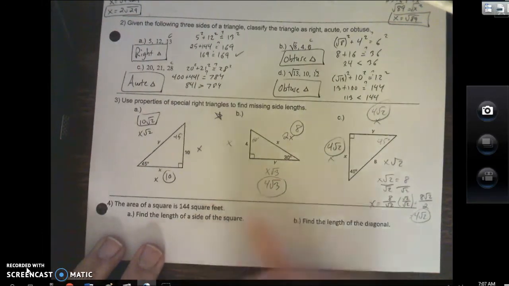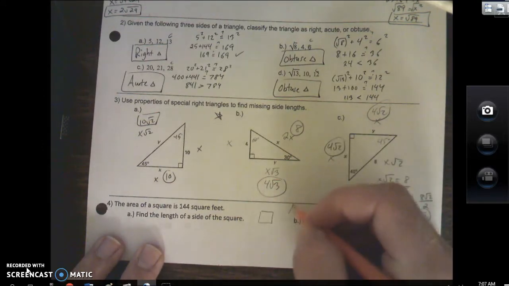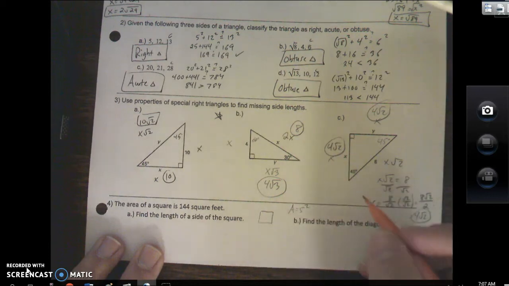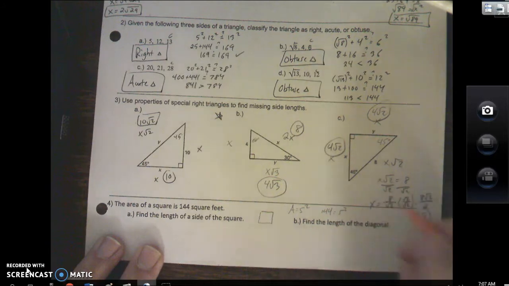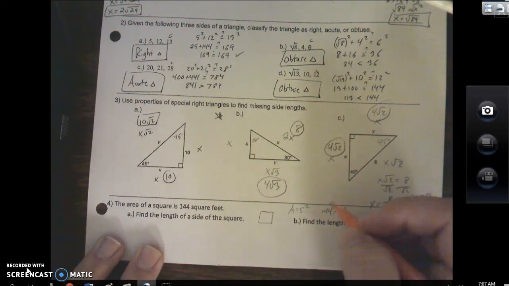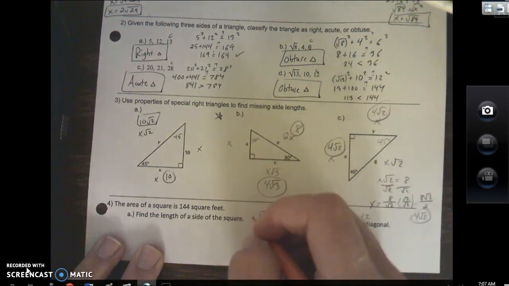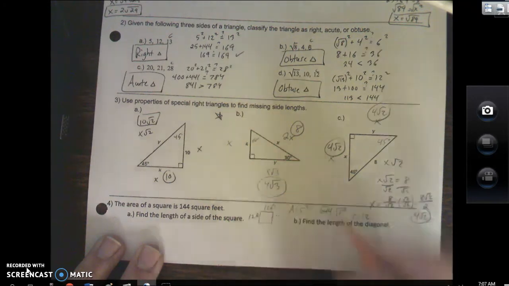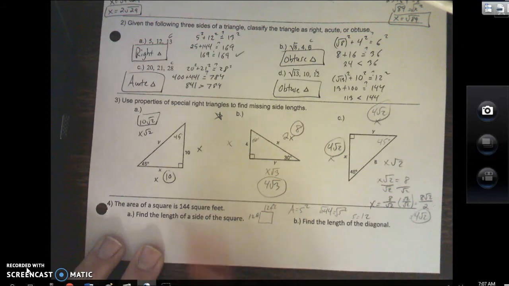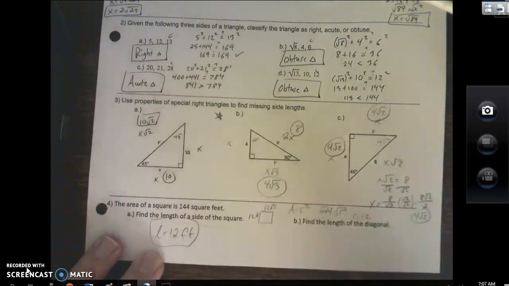The area of a square is 144 square feet. That means that the area of a square is side squared. If they're telling you the area is 144, to figure out what one side is, you have to square root that. So the square root of 144 is 12. So that means that for my square, I've got a 12-foot by 12-foot square. So the length of the side of a square is just 12 foot.